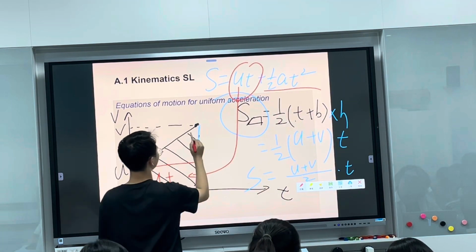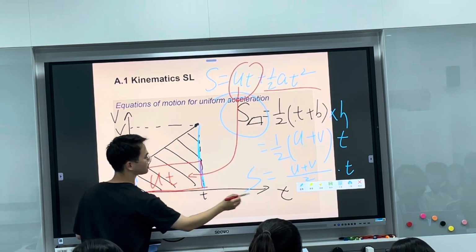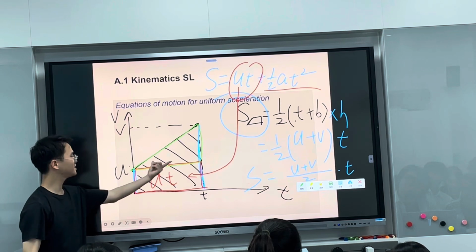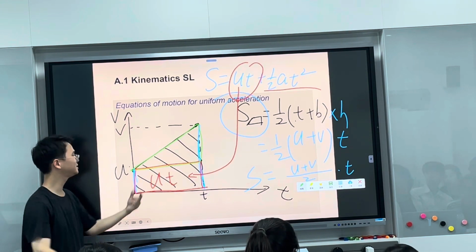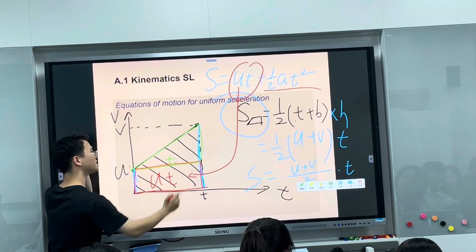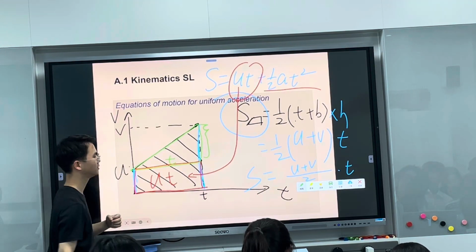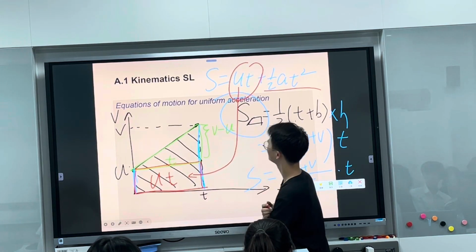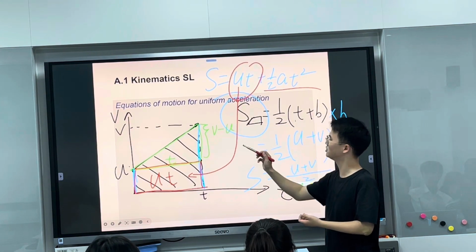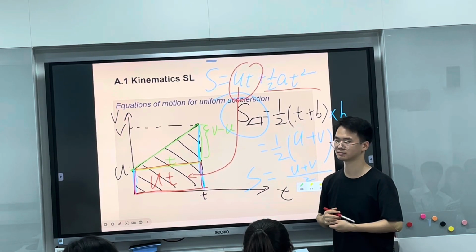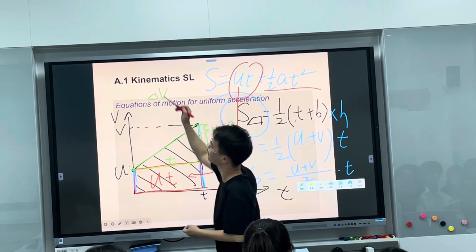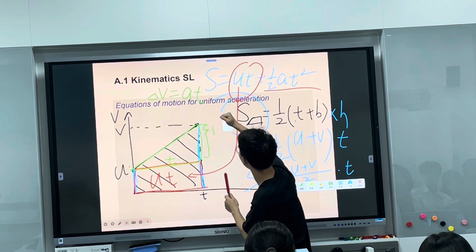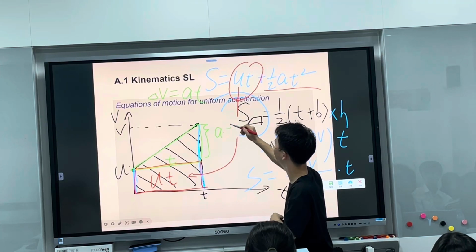Well, let's look at this triangle here. What do we know about this triangle? Do we know this side? This side is t. What about this here? v minus u. But we don't know anything about v and u, but we know a. So v minus u is basically delta v, and delta v equals at. Very good. So this side, v minus u, can be represented by at.